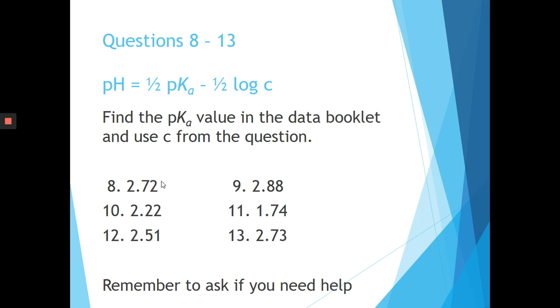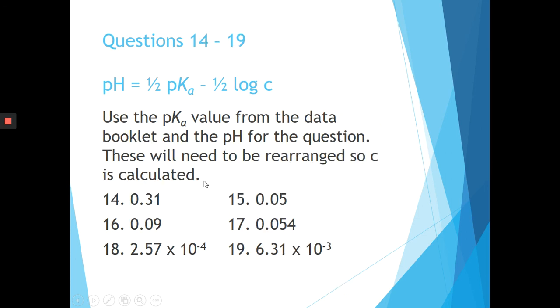Questions 8 to 13. This time you need to use the pKa value from the data book and C that's in the question. Okay, you're using the same formula, put the information in. Remember to do half pKa and remember to work out what half log C is. More than likely it's going to be a negative number, so you'll be adding this value onto that to give you the pH. Again, ask if you need help.